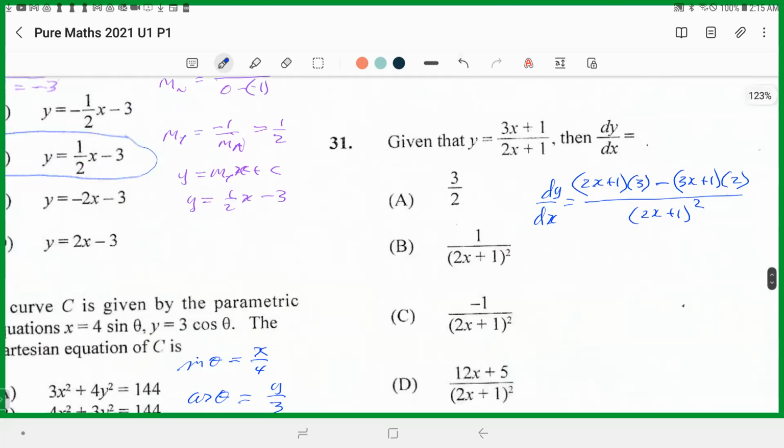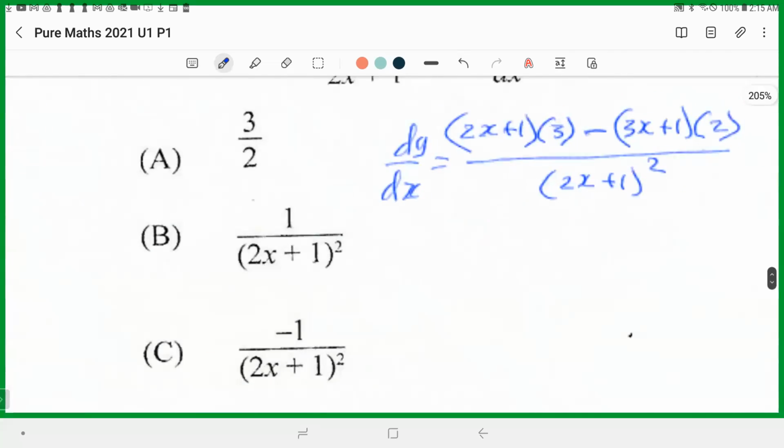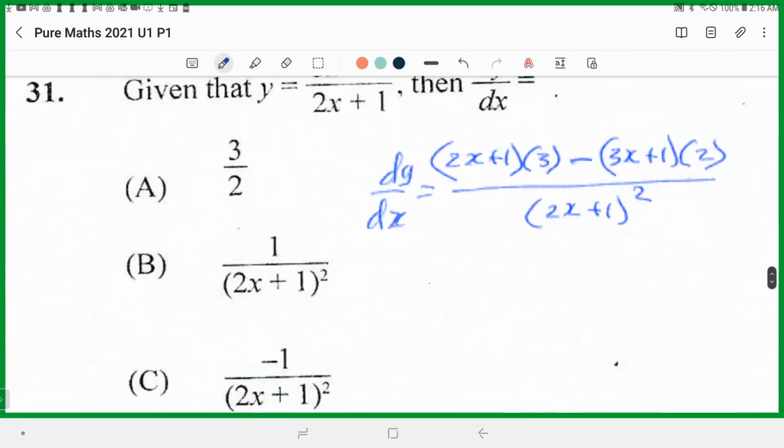So I will simplify this down. It becomes equal to, expand out this first, we're going to get 6x plus 3.